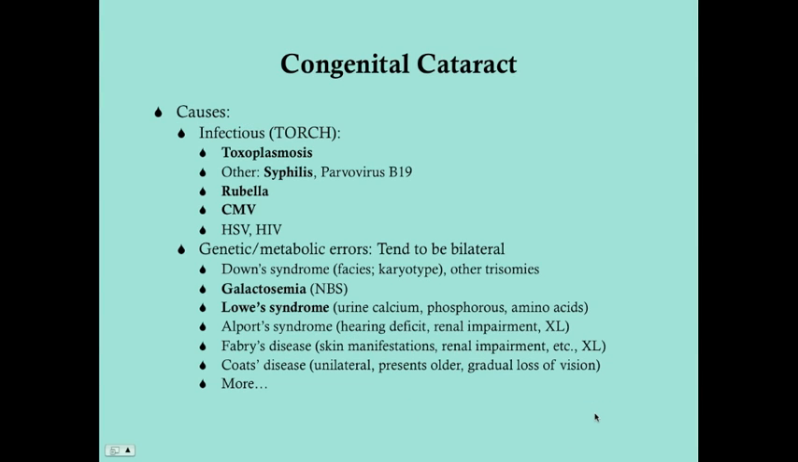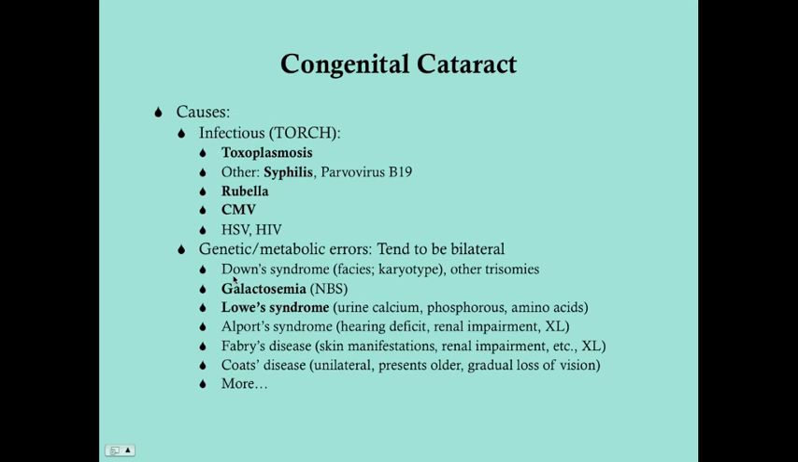So this is your differential for congenital cataract. If it's infectious, we're really thinking toxoplasmosis, syphilis, rubella, or CMV. I put some other things on here that can be causes, but the ones in boldface are the ones we're mainly thinking about. Then these genetic and metabolic errors tend to be bilateral cataract, but certainly an infectious cataract can be bilateral as well.